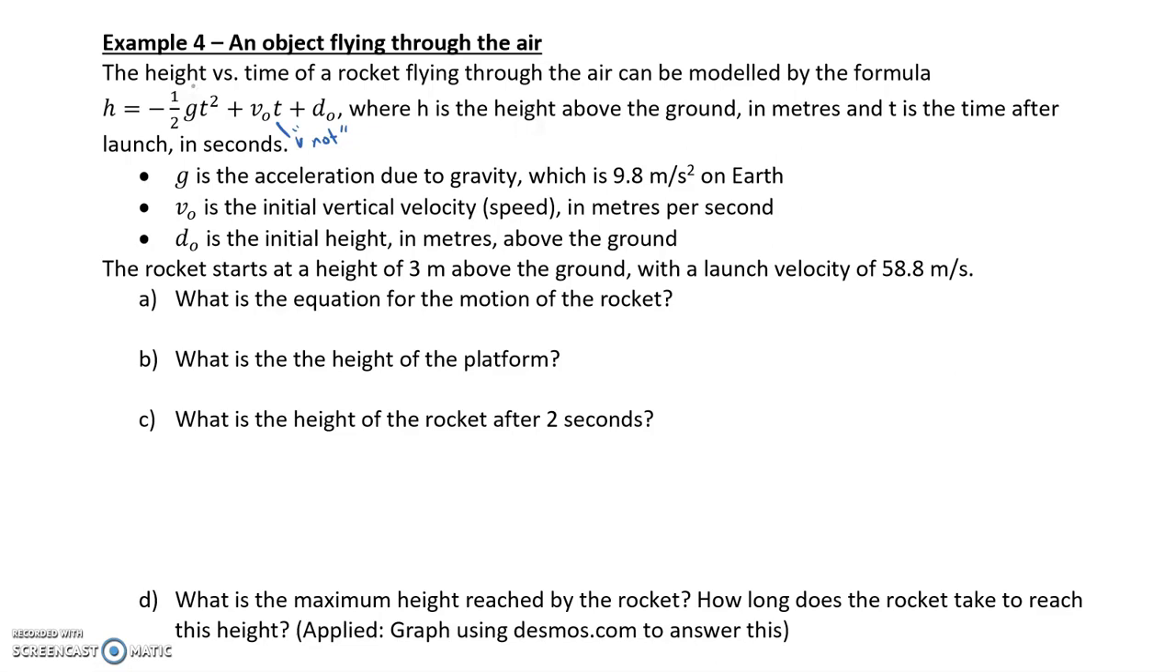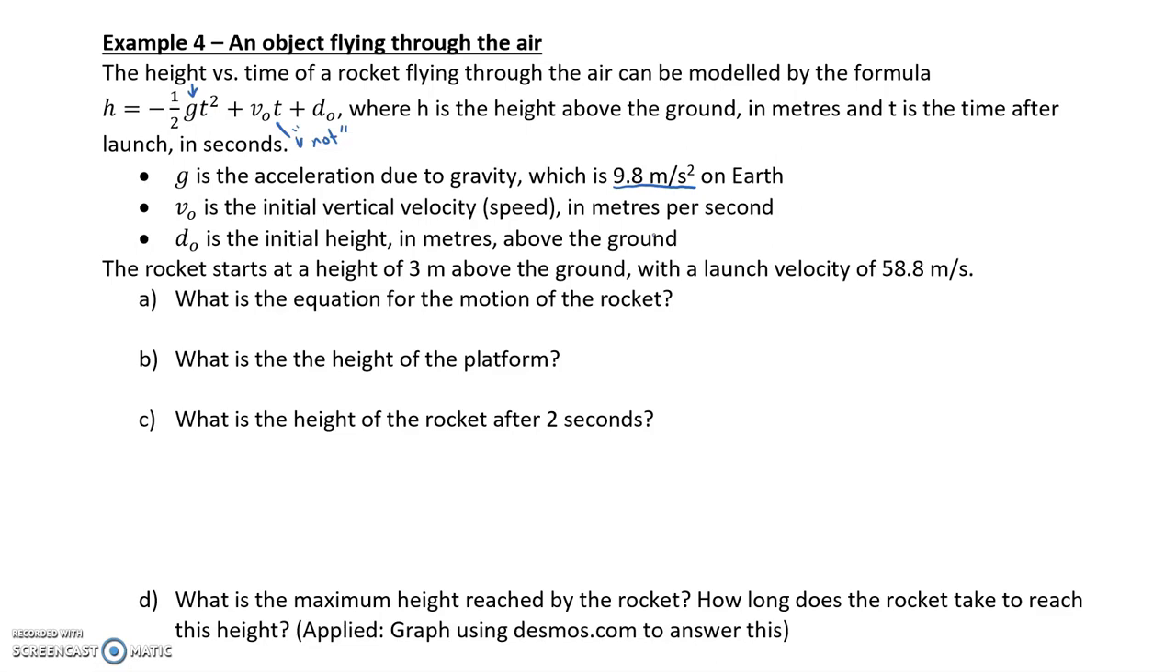G, this g in the equation right here, is the acceleration due to gravity. It is always going to be 9.8 meters per second squared on Earth's surface. V naught is the initial vertical velocity, so it's how fast it's going straight up. It might have a part of it that's going to the side, but the part that's going straight up is what we consider for the v naught part of that. It's in meters per second. And then d naught is the initial height in meters above the ground. And so this will work for any object that's just flying through the air, any projectile flying through the air.